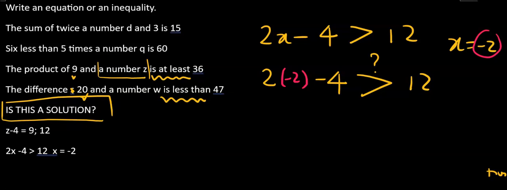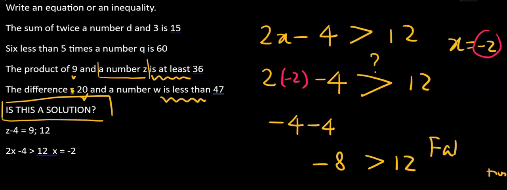All right, 2 times negative 2 is negative 4. Negative 4 minus 4 is negative 8. Negative 8 is greater than 12? It's false. Therefore, we say not a solution.